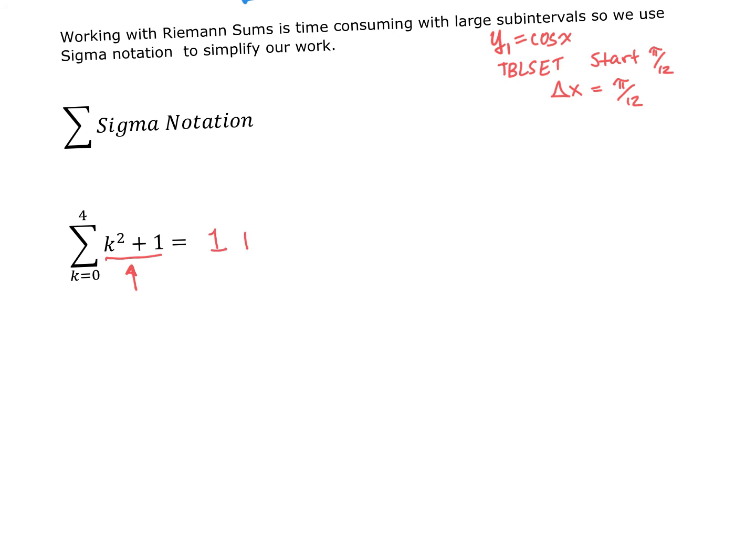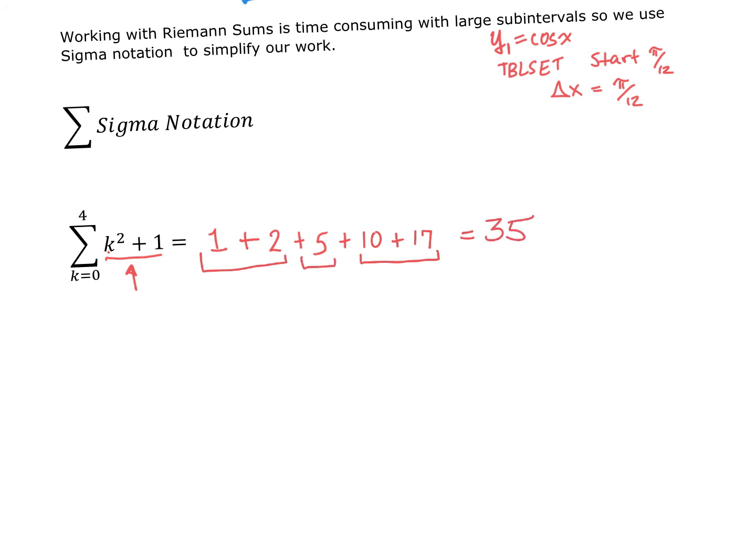Now plugging 1 in, 1 plus 1 is going to give us 2. 2 is going to give us 5. 3 is going to give us 10. And 4 is going to give us 16 plus 1, which is 17. So in the end, this summation is 2735.